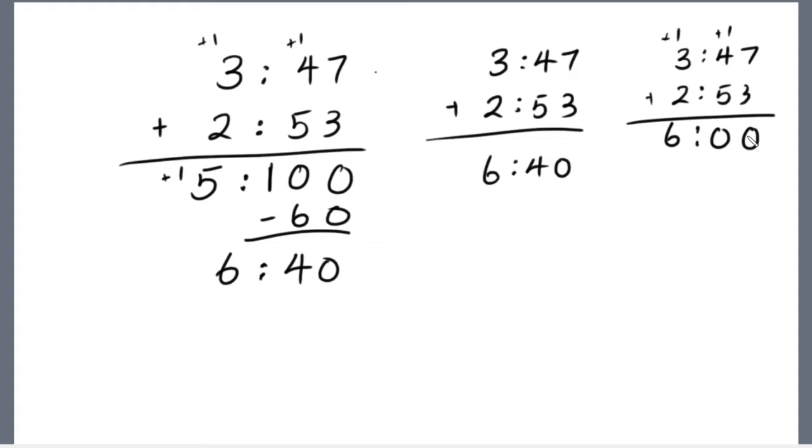So this 6 hours is definitely wrong. So you have to be careful when you're adding time. You can't just regroup because you're not making the correct group if you do that. We want groups of 60, not groups of 100.